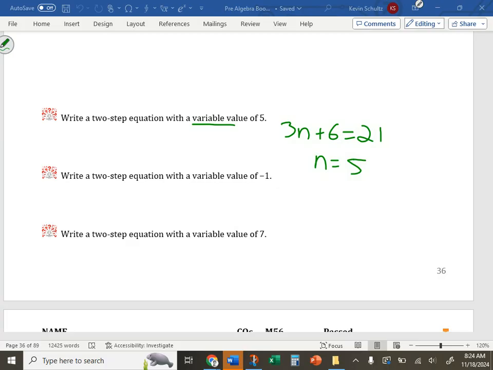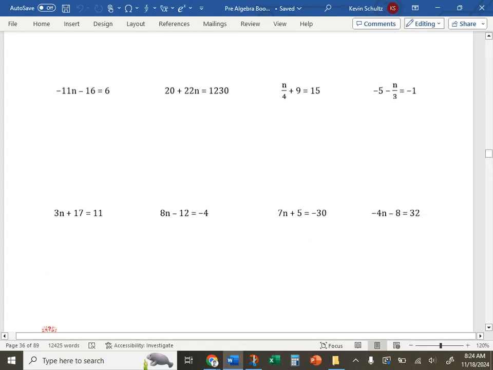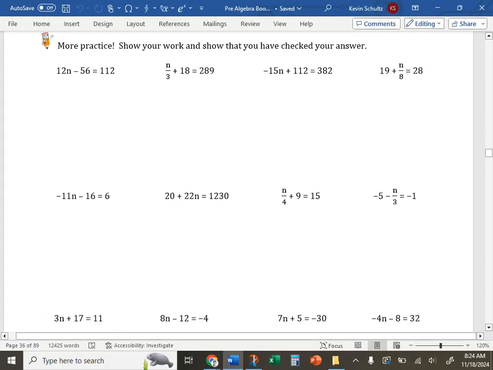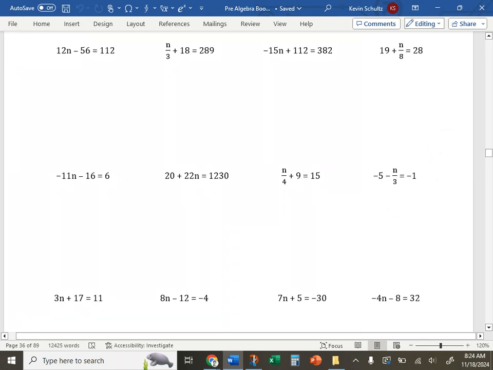But again, with a variable value of 5, that means when I solve it, I get n to equal 5. Okay, that's what I'm looking for on these three here. Otherwise, it's just standard two-step stuff. Okay, it does say to show your work. Make sure that you do.